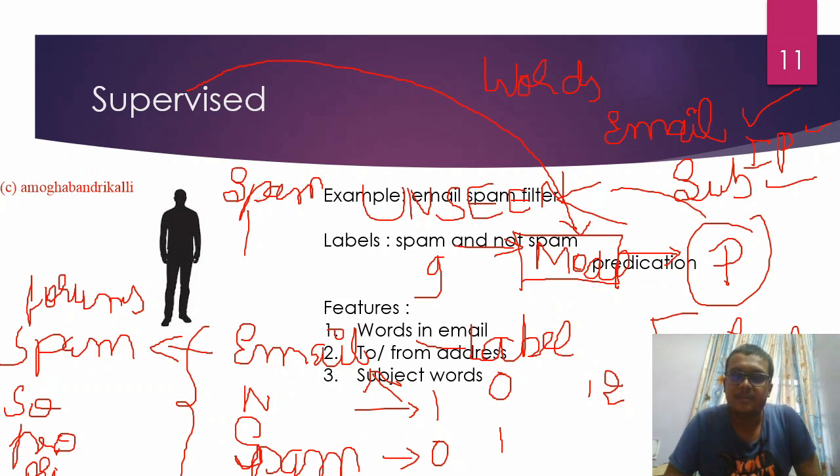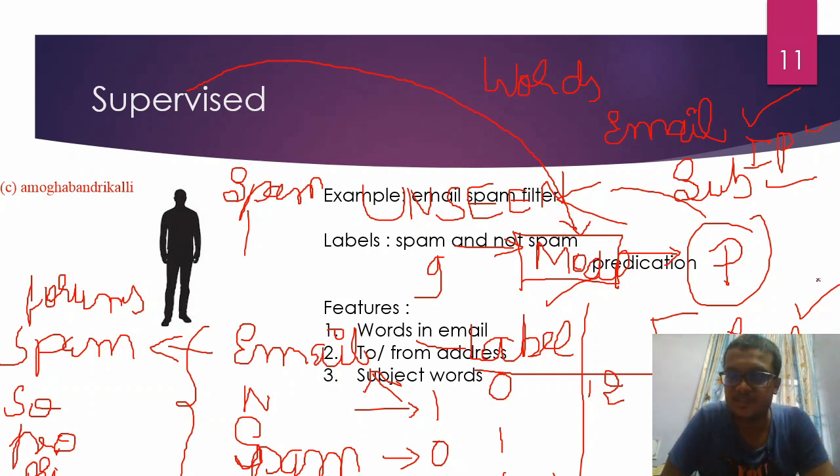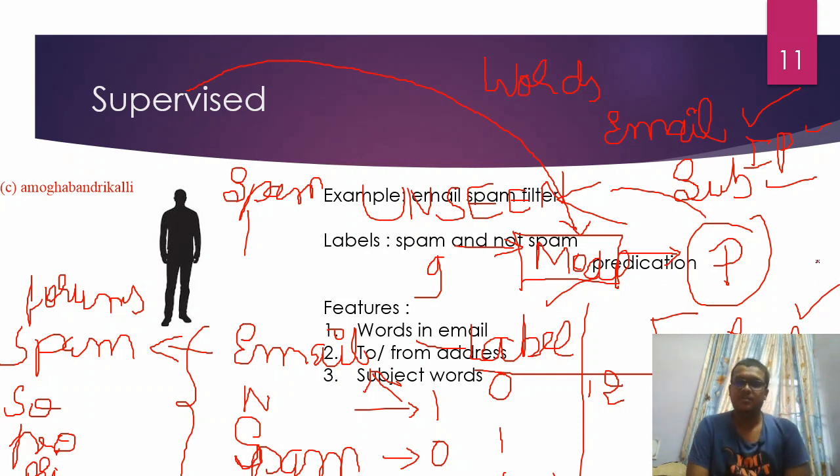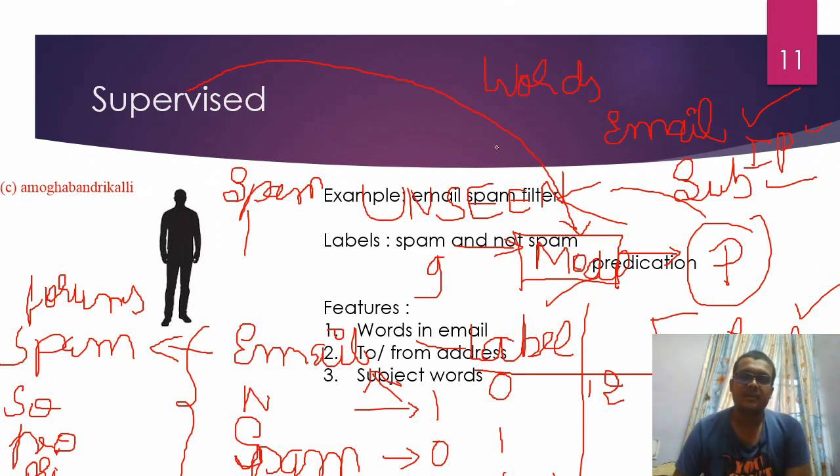So based on these 3 features, you will be collecting several data sets. It can be 0, 1, 0, 1, like this. In order to collect labels and features, you need a human being. Supervised means you have both labels and features. One thing you need to keep in mind: supervised learning means you need to have both labels and features. Let me give another example.